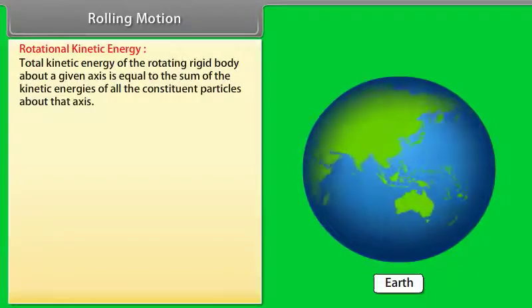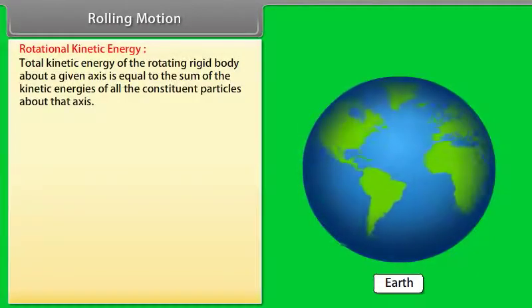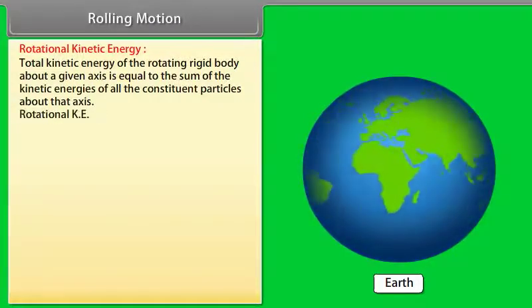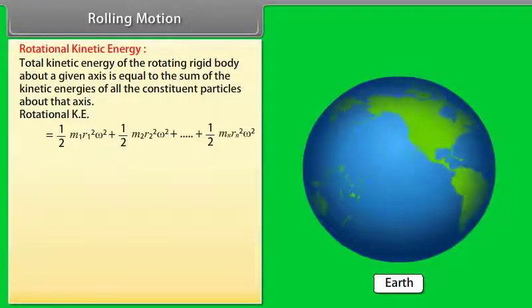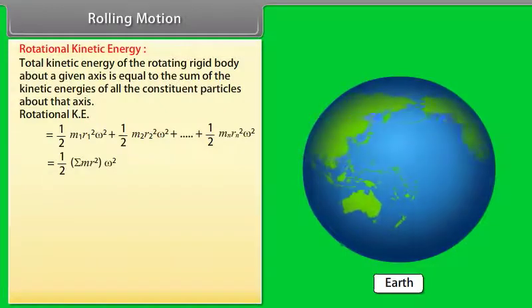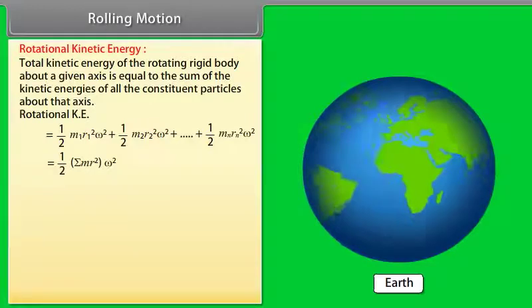The total kinetic energy of the rotating rigid body about a given axis is equal to the sum of the kinetic energies of all the constituent particles about that axis. Rotational kinetic energy is equal to half m1 r1 square omega square plus half m2 r2 square omega square plus so on till half mn rn square omega square. On summarizing this equation, we get rotational kinetic energy is equal to half summation of the product of m and r square multiplied by omega square.